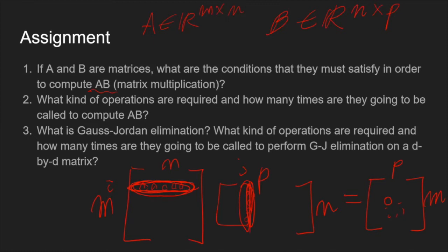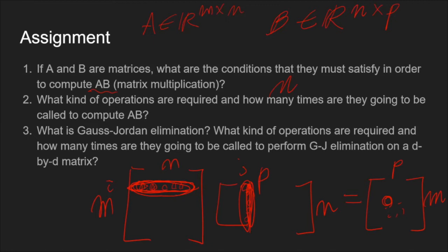And the multiplication is basically the first element times first element, second element times second element, third element times third element, all the way to the nth element times the nth element. So total number of multiplications is what? We have a total of n multiplications in order to compute the ijth element in the result matrix.